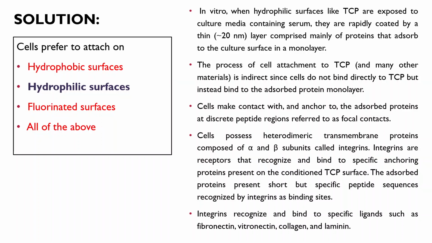So we know that during the in vitro culture of cells, tissue culture plates are usually used. Cells attach to the surface of the tissue culture plates for proliferation, as we have discussed previously, that anchorage dependent cells attach to the surface of the tissue culture plate and grow. However, cells do not attach directly to the surface of the tissue culture plate. They instead bind to the poly-L-lysine coating, with the help of integrin molecules present on the surface of the cell.